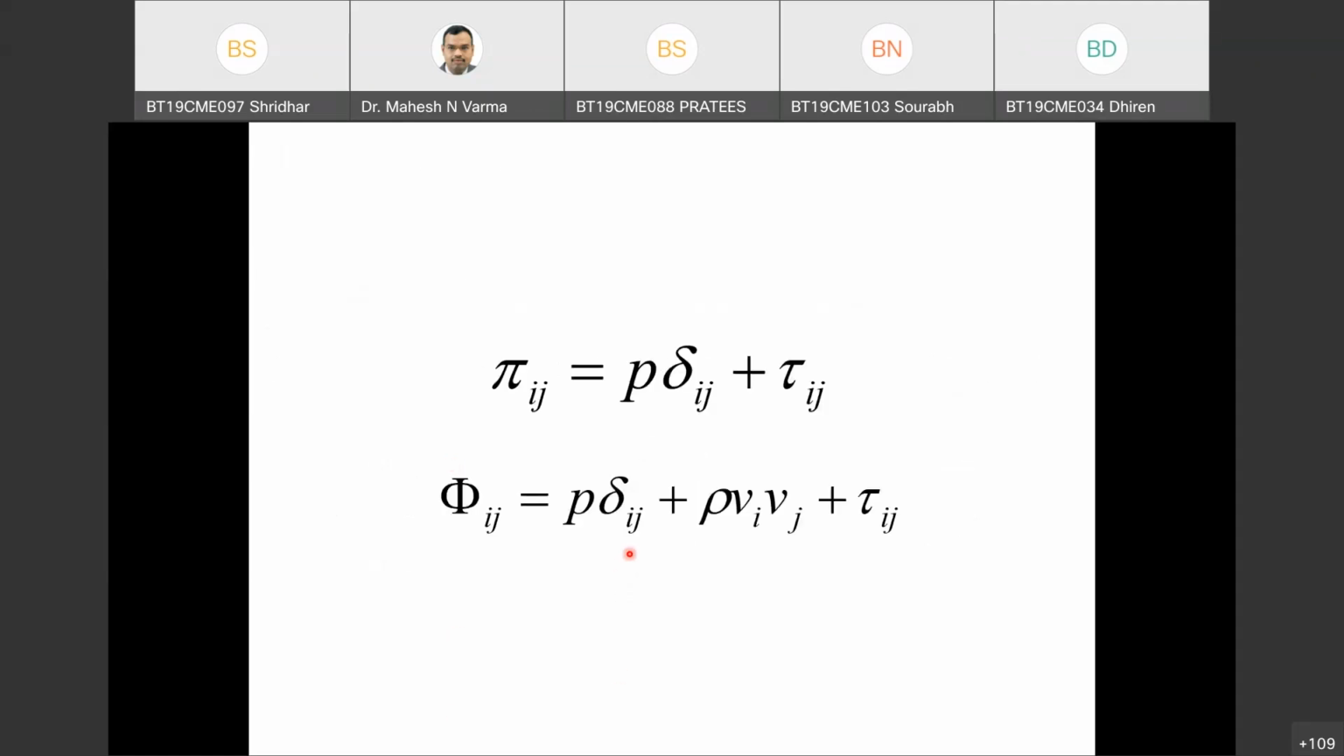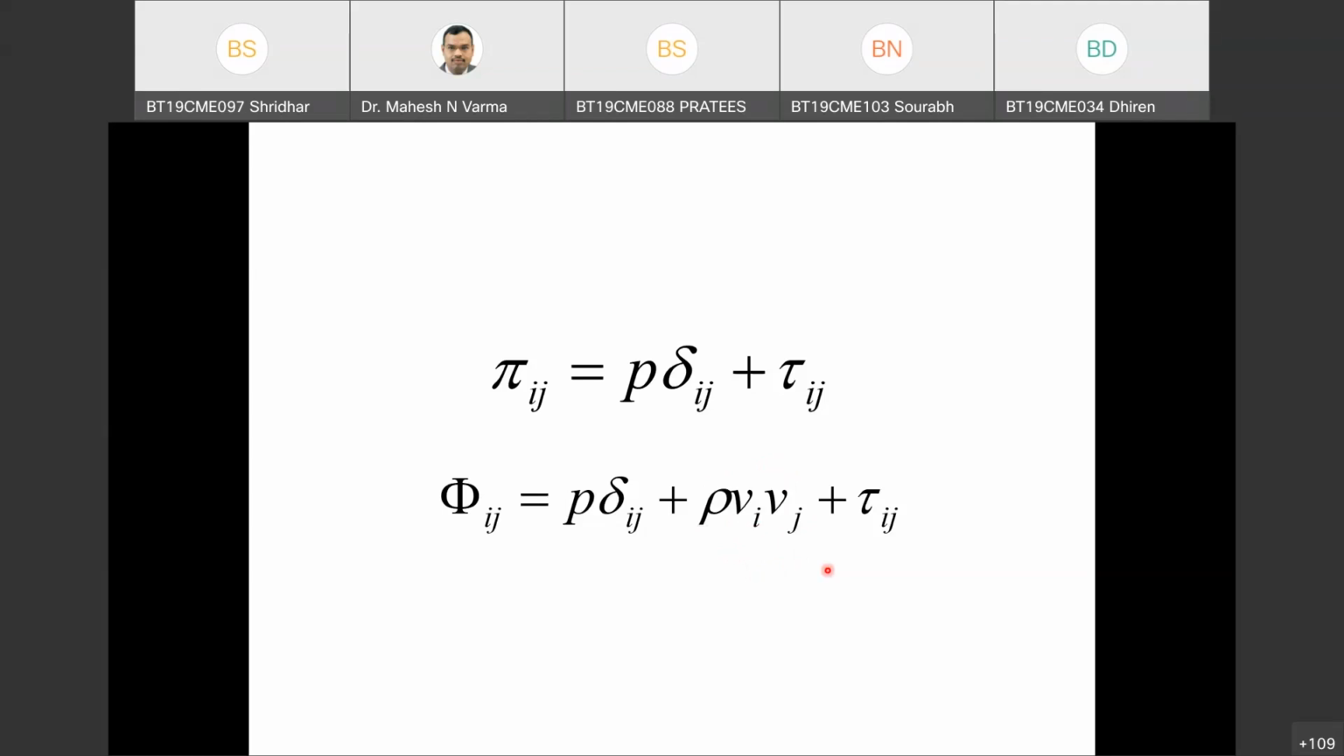So this will be the total momentum flux. This will be the molecular momentum flux, which is a summation of the molecular momentum flux because of pressure forces and the molecular momentum flux because of viscous forces. And this is the total momentum flux, which will be the summation of the molecular momentum flux, the conductive momentum flux, and the convective momentum flux, rho vi vj. So this is the total momentum flux.